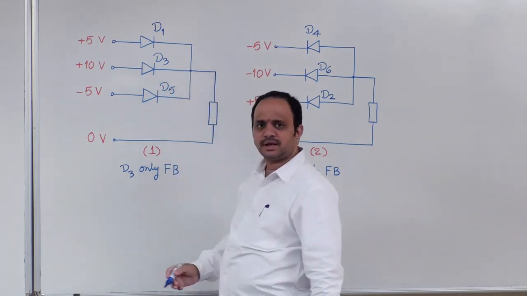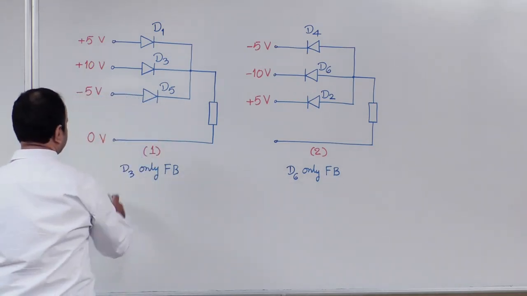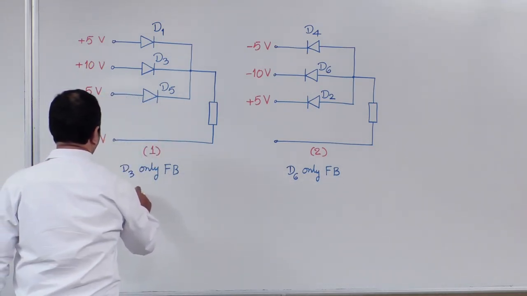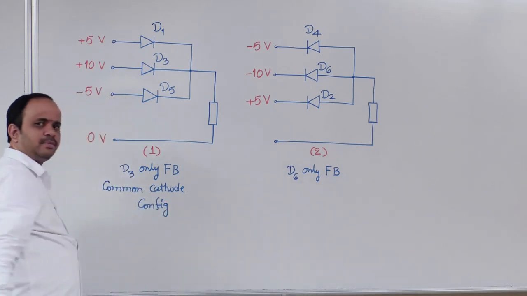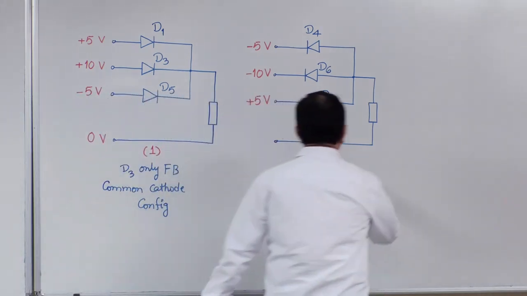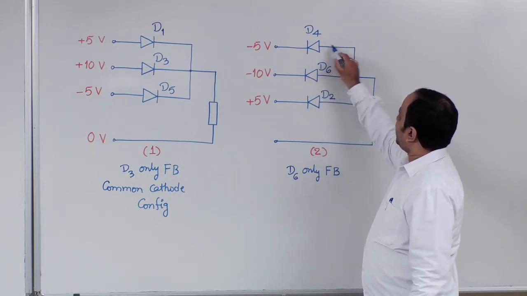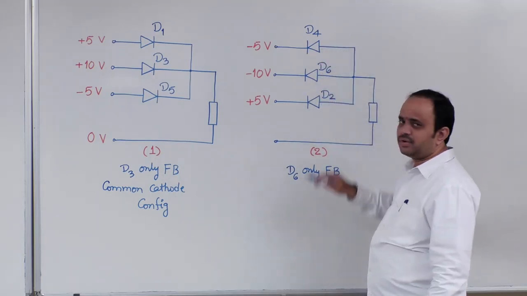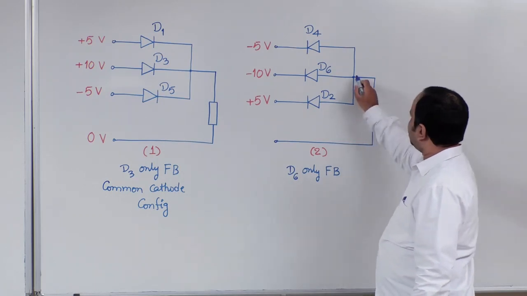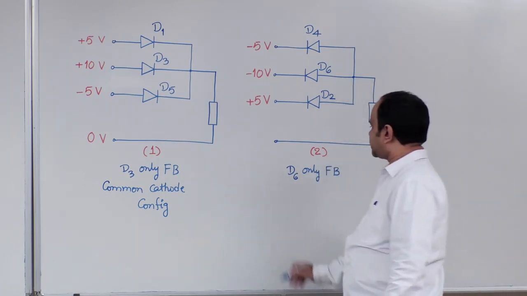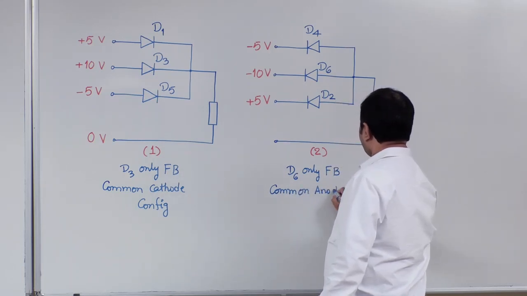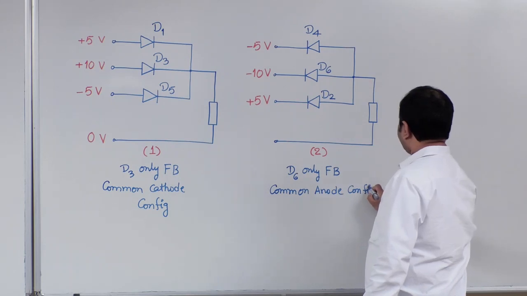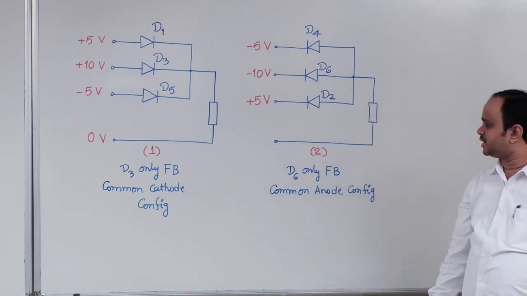So, this first circuit is called common cathode configuration. Now, in the second circuit, anodes of all these three diodes are connected together at a common point. Therefore, the second circuit is called common anode configuration.